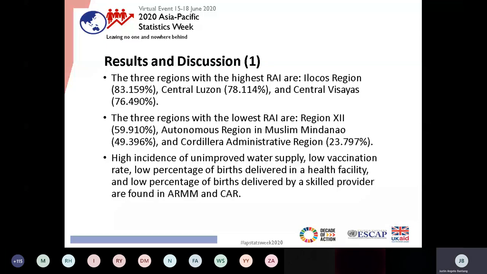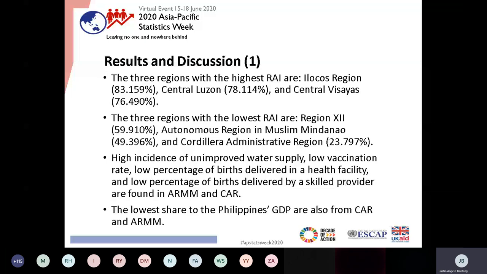When we compare this RAI with the economic and social indicators, it's found that the regions with the lowest RAI, ARMM and the Cordillera Administrative Region, also have high incidence of unimproved water supply, low vaccination rate, low percentage of births delivered in a health facility, and low percentage of births delivered by a skilled provider. They also have the lowest share to the total Philippines gross domestic product.